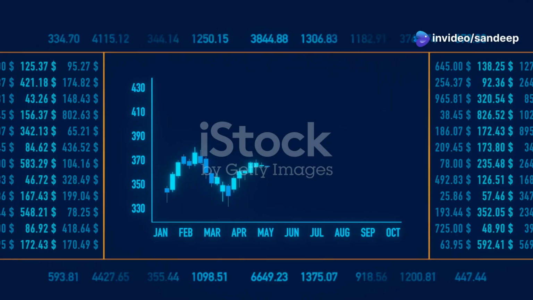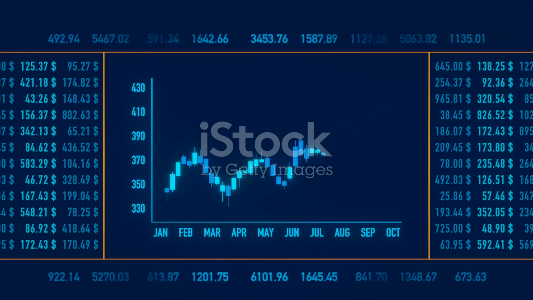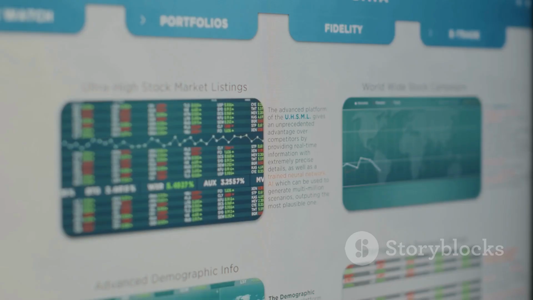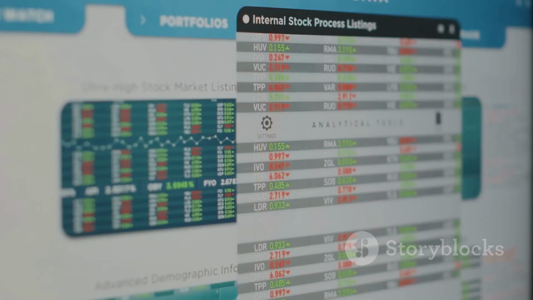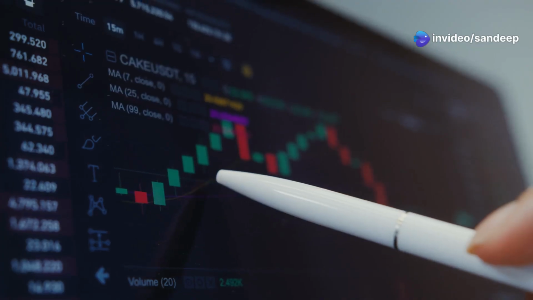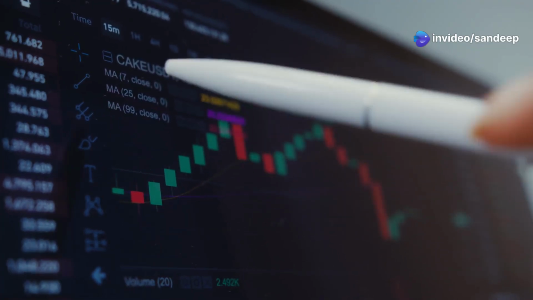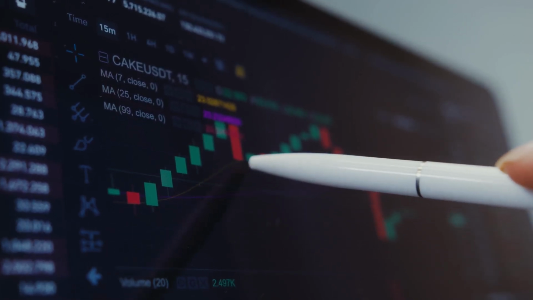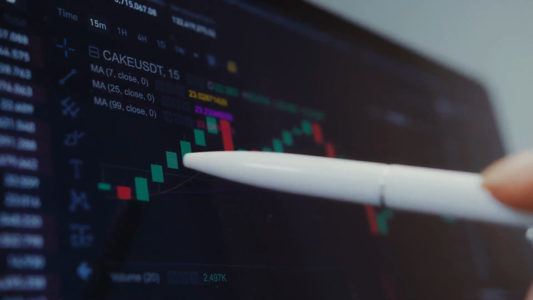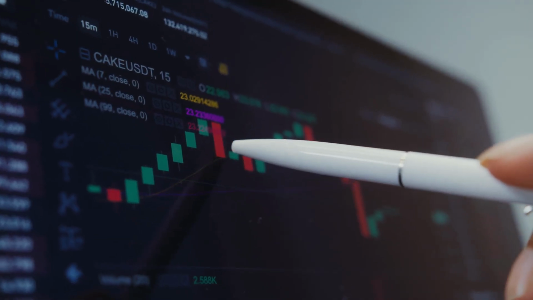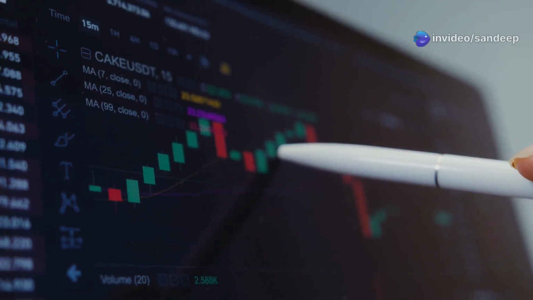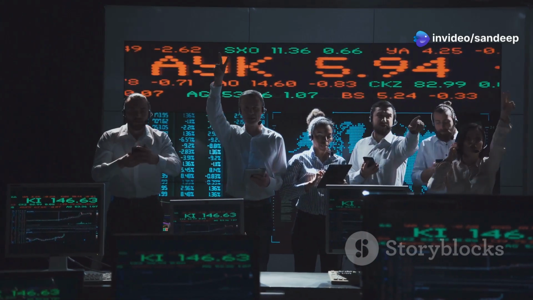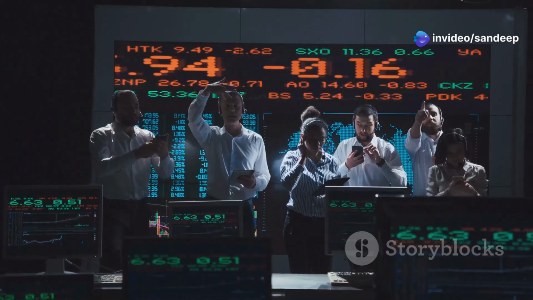At its core, technical analysis is just the study of past market data, mainly price and volume, to predict future price movements. Think of it like being a detective for stocks. Instead of digging through a company's financial reports, you're looking for clues and patterns right on the stock chart itself. It's all about watching what investors are doing, not just what a company says it's doing, and making educated guesses from there. The big idea behind this whole thing is that history tends to repeat itself.